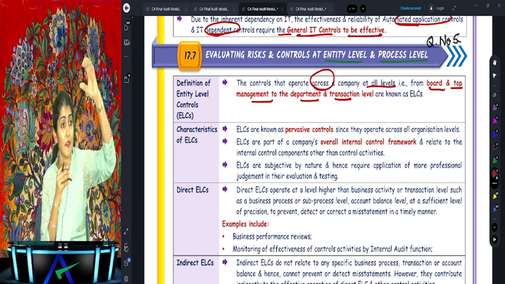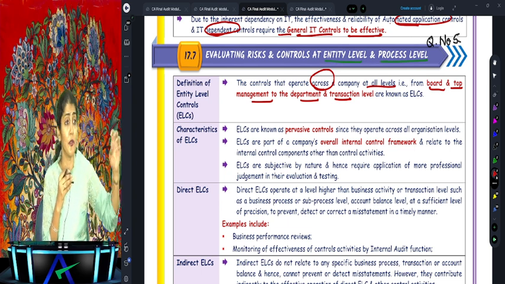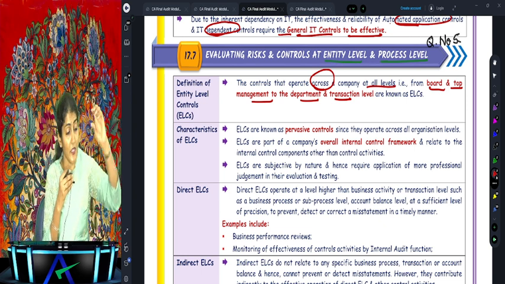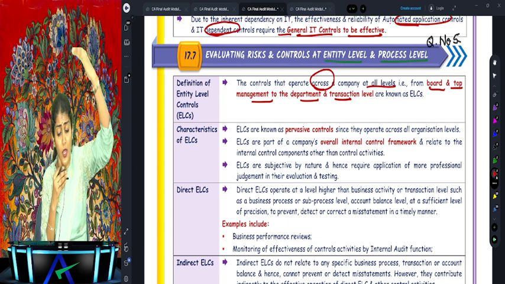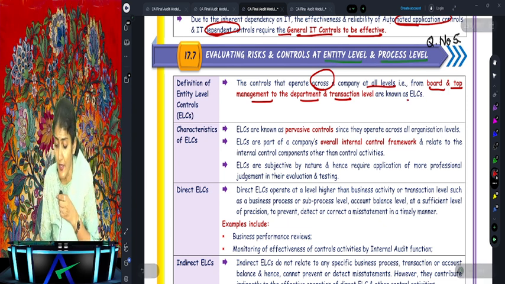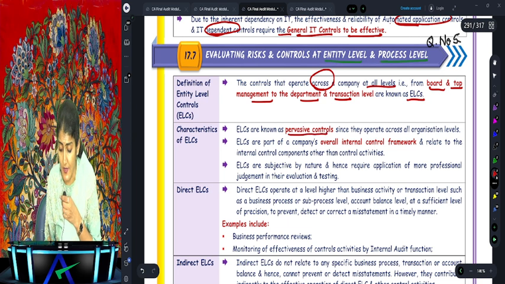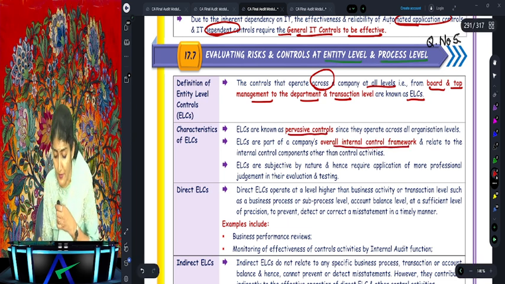So whether you are the CEO of the company or the peon of the company, all of you need to have an access card, right? So that's an entity level control, which operates across the organization at all levels, from the board and top management to the department and transaction level, which are the ELCs. ELCs are pervasive controls. They are a part of the overall internal control framework.